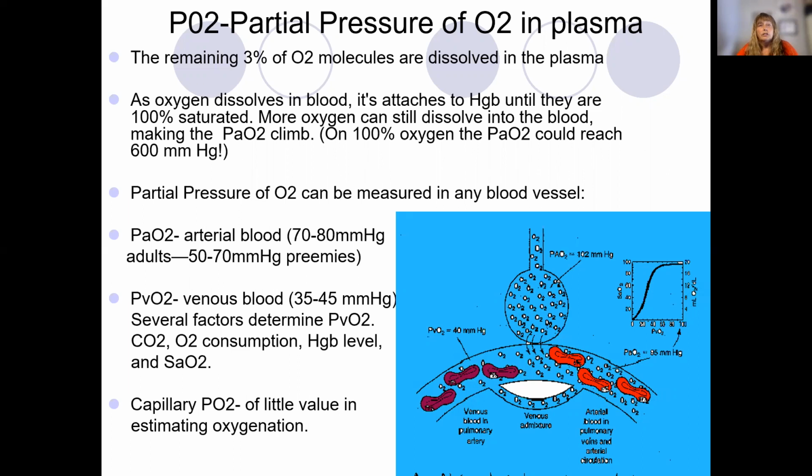Partial pressures of oxygen can be measured in any blood vessel. The PaO2, in arterial blood, is usually 70 to 80 torr in adults and 50 to 70 in preemies. The partial pressure of oxygen in venous blood is 35 to 45 torr, and several factors determine the PvO2: your carbon dioxide levels, your oxygen consumption, your hemoglobin levels, and your SaO2. You can have a capillary PaO2 and PCO2, but it's of little value in estimating oxygen, so we don't use it.